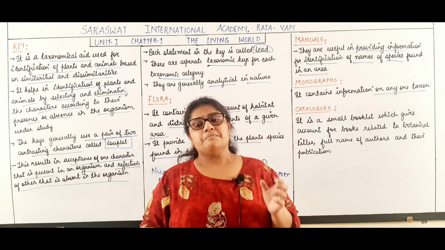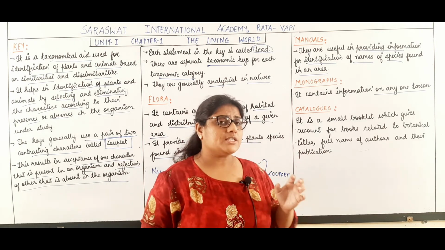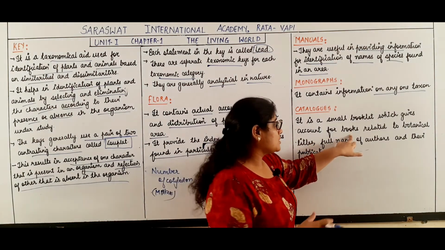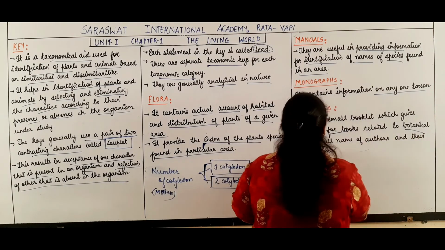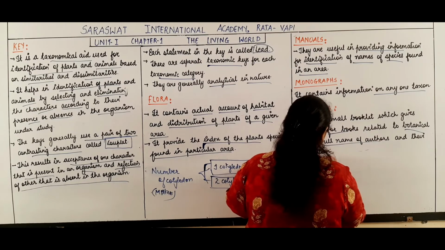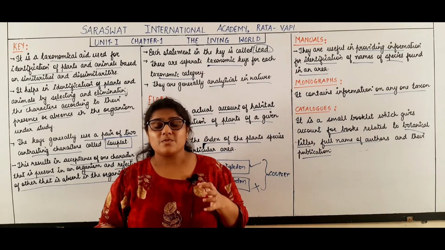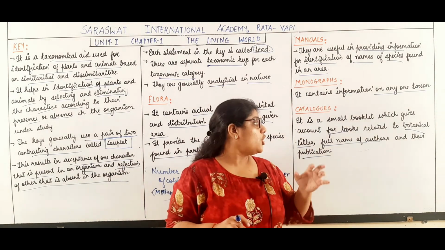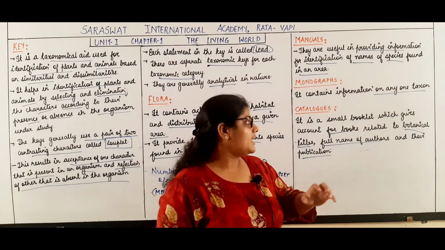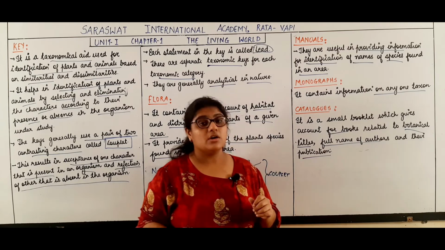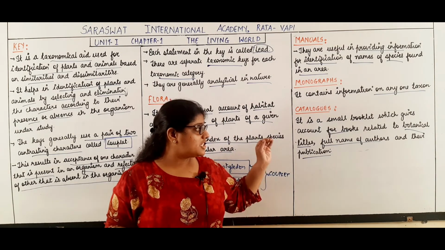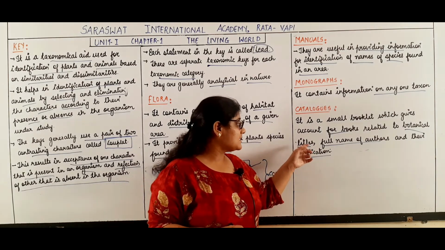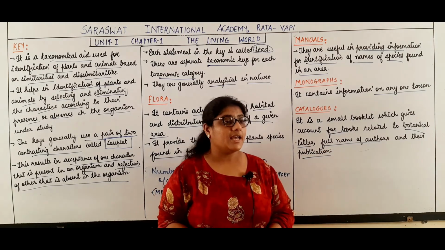So same way a botanical catalog is what? Again it is a small booklet which contains the information for the books which are related to botanical titles, the full name of the authors and their publication. So books which are used in botany, their authors and their publication. All this information will be provided in a small booklet called as a catalog. So catalog is a small booklet which gives the account for the books which are related to botanical titles, the full name of the authors and their publication.